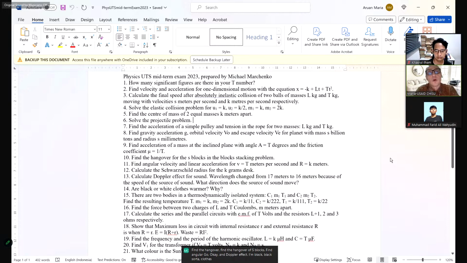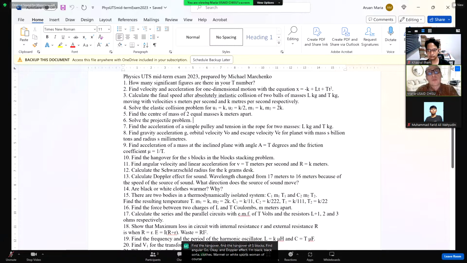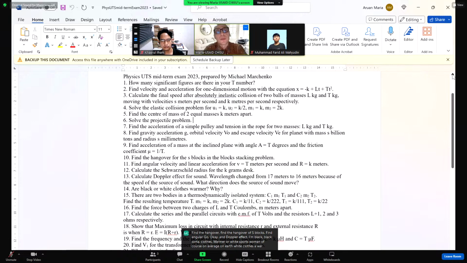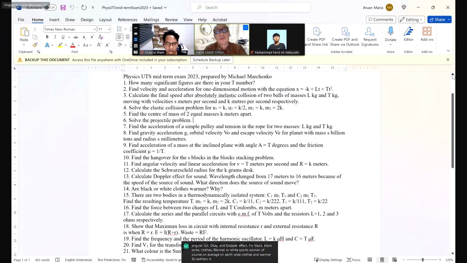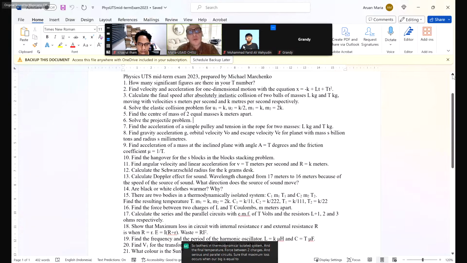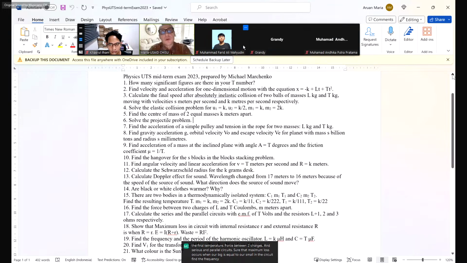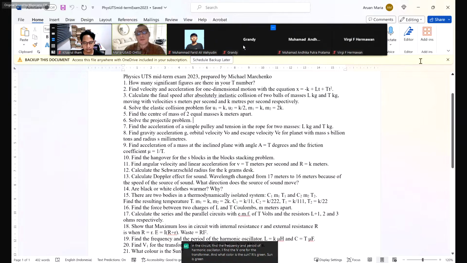Are black clothes warmer or white clothes warmer? Of course, on average, on Earth, white clothes are warmer. So bodies in thermodynamically isolated system, and the final temperature, force between two charges, series and parallel circuits. Show that maximum loss occurs when R big is equal to R small in a circuit. Find the frequency and period of harmonic oscillator. Find V1 for the transformer. And what color is the sun? It's green. Sun is green.